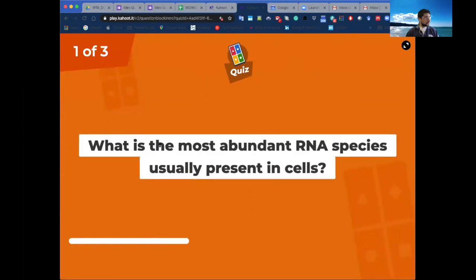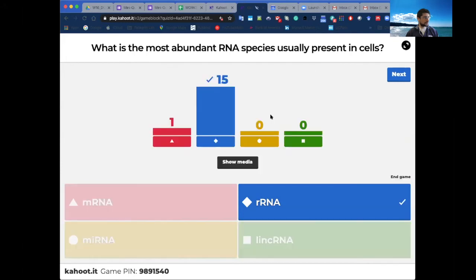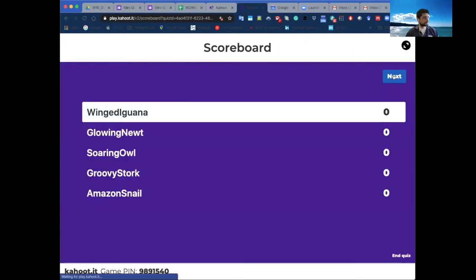First question: what is the most abundant RNA species usually present in cells? Well, you've answered that already. So if you were listening, you should be able to answer this question. So the most abundant RNA species is ribosomal RNA, not a messenger RNA. Messenger RNA are usually between like 3 to 7%, while ribosomal RNAs are usually above 70% in your cell. All right. Very good.